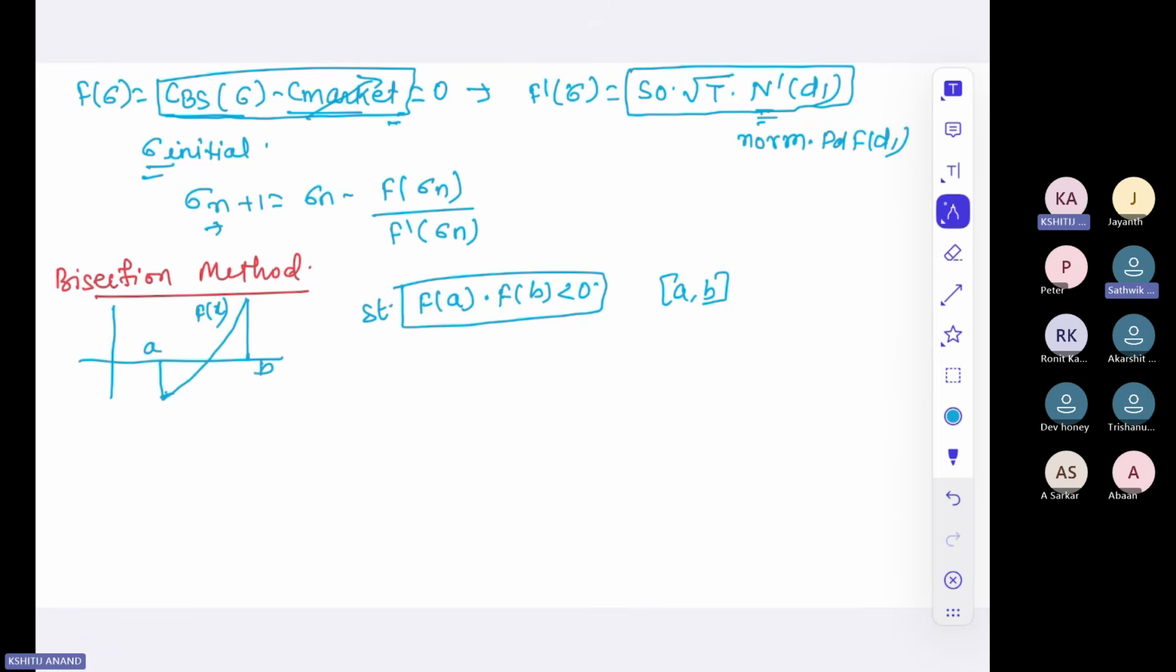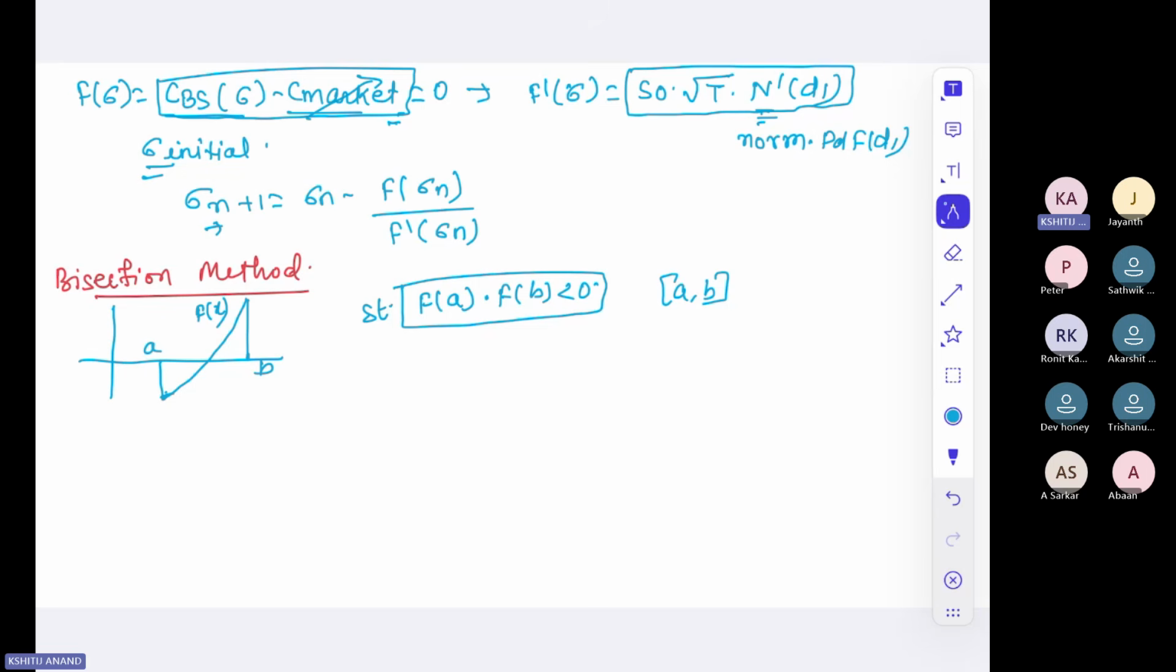Because at one point it is crossing the x-axis, so there will be one point in that range where it will be zero, and that will be the root of that particular equation. So this is obviously for a continuous function which crosses the x-axis. If you are able to find two points which give you opposite values, so f of A into f of B is less than 0, then you are very much sure that the root lies somewhere between A and B.